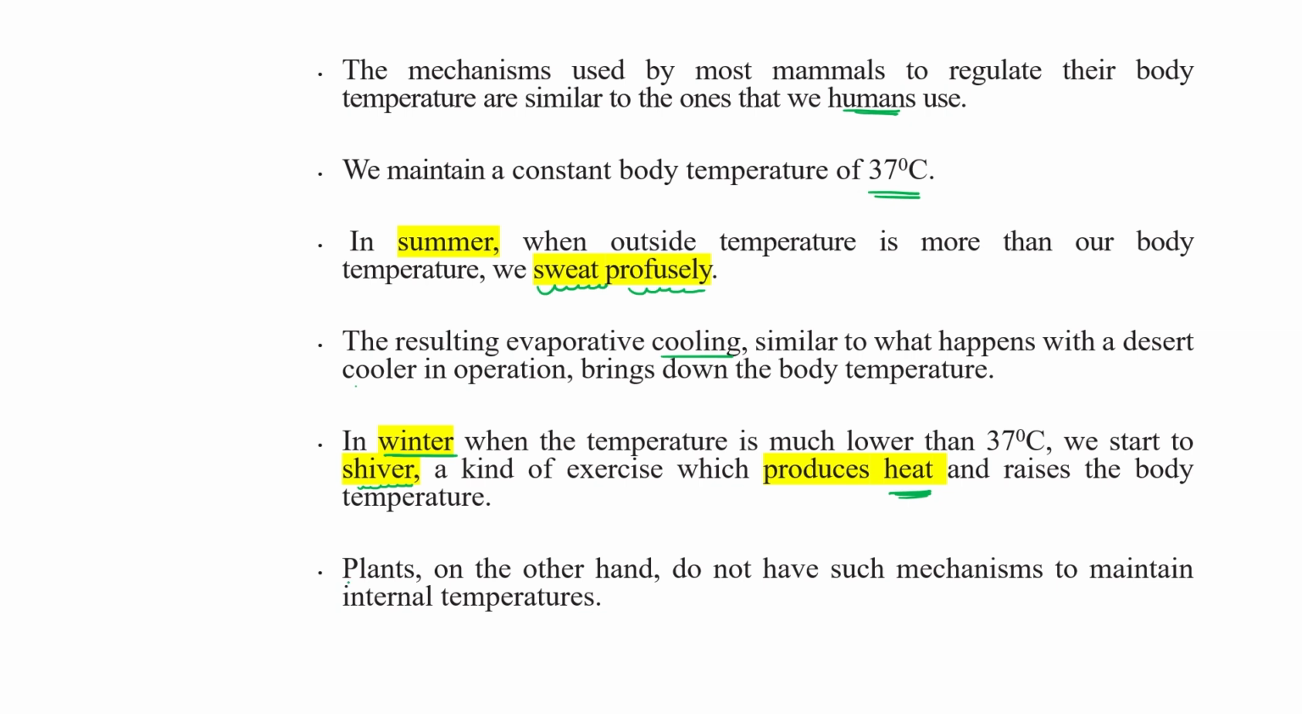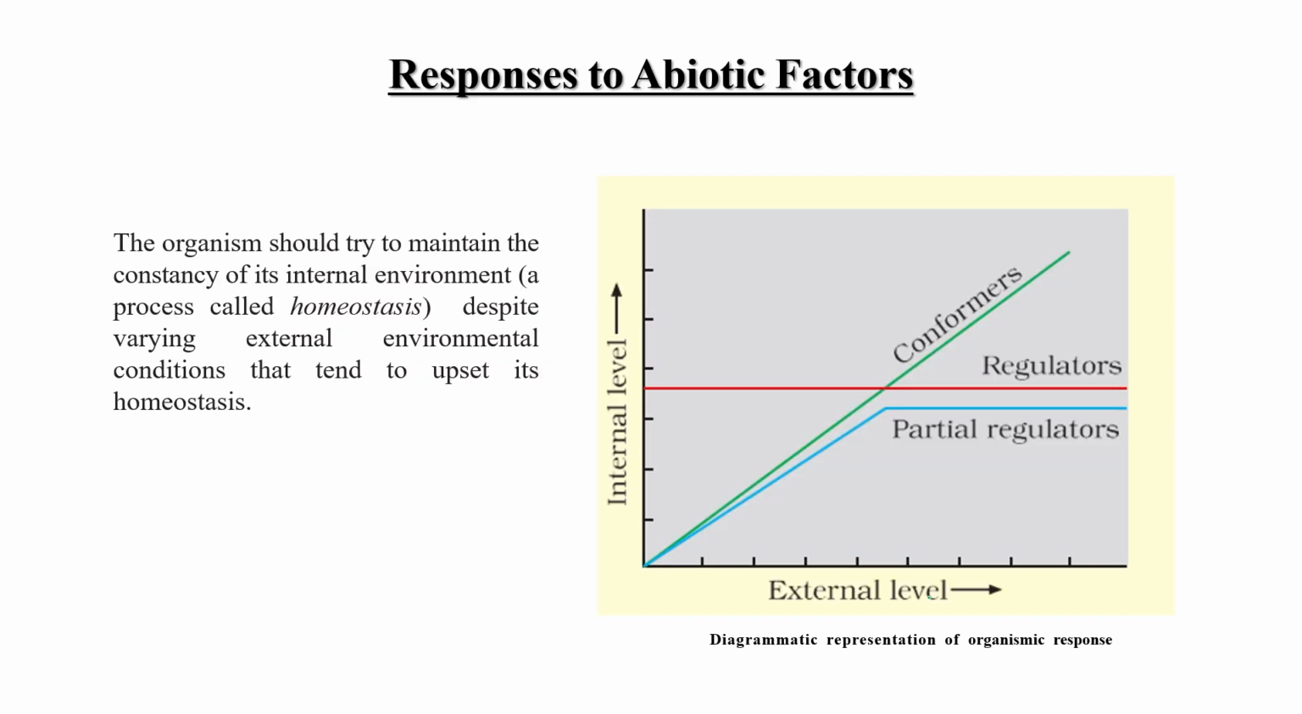Okay, on the other hand, plants are not able to adapt or maintain their body temperature, they do not have such a mechanism to maintain their internal temperature. So they follow some kind of adaptation during various types of extreme conditions. Okay, they just avoid their growth, they just avoid their pollination or other important aspects of their life cycle.